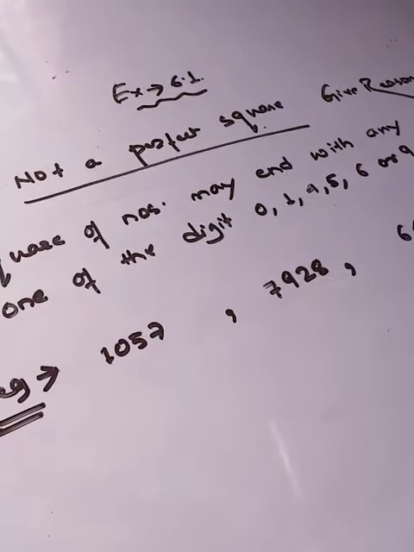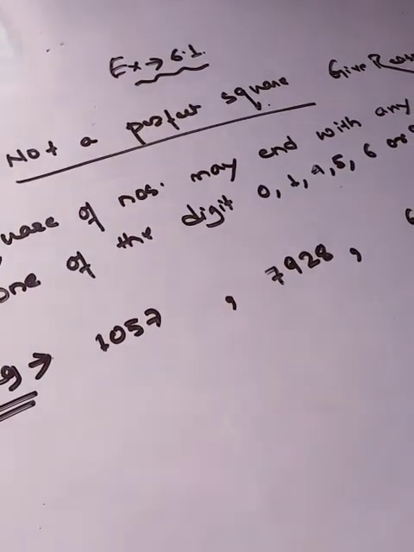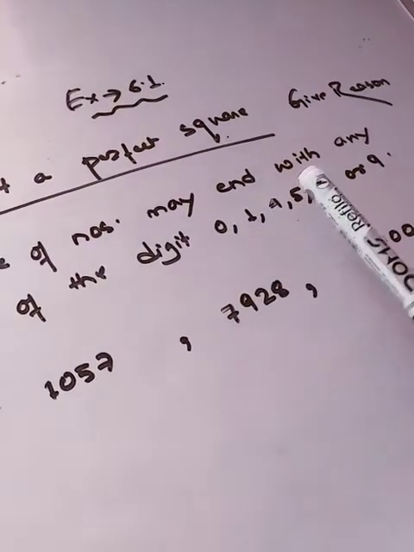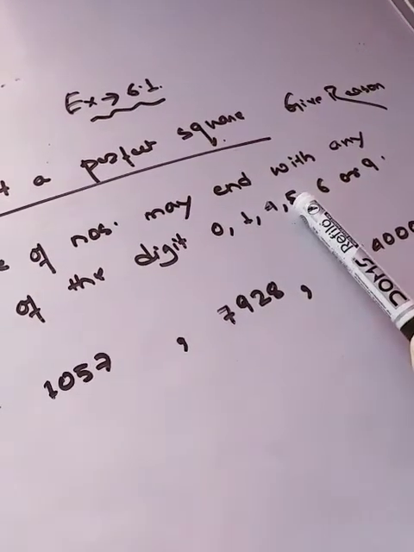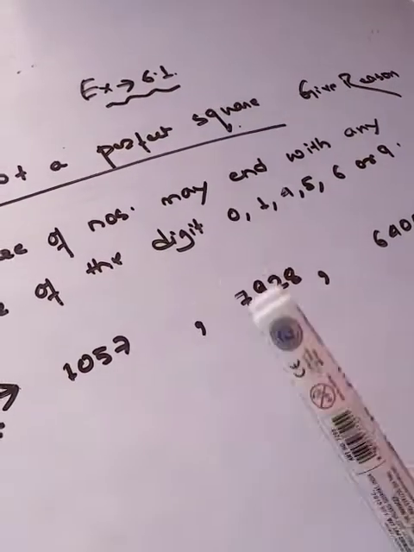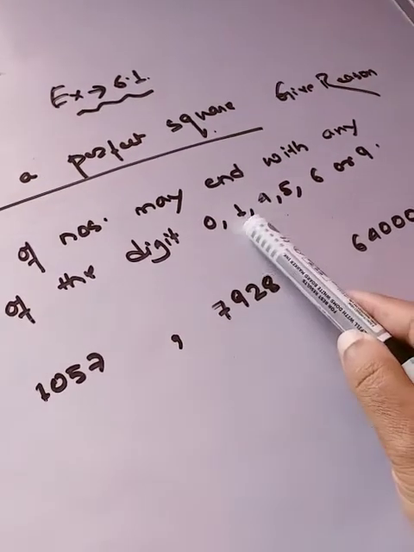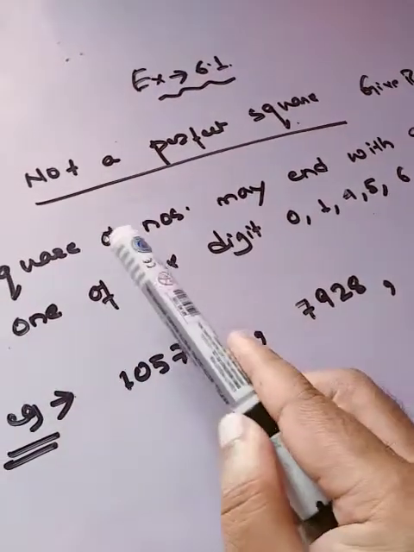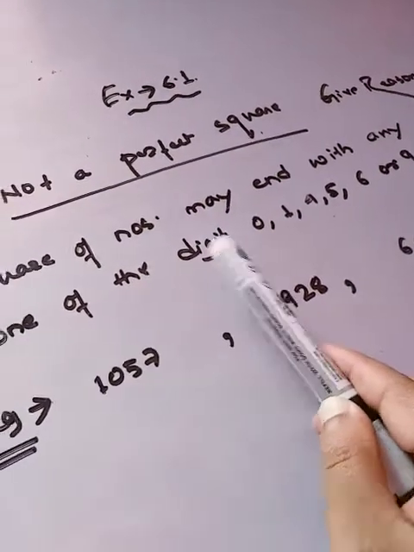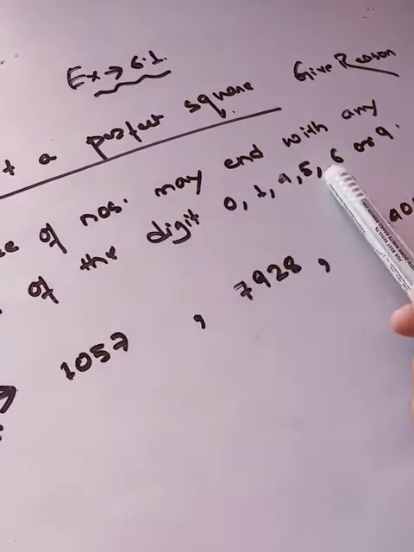The first thing you have to know is what we learned yesterday: if any number is a perfect square, then it will always end with a unit digit of 0, 1, 4, 5, 6 or 9. So any number which could be a perfect square will always end with these digits. The square of numbers may end with any one of these digits: either 0, 1, 4, 5, 6, or 9.